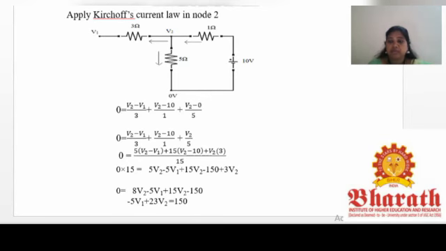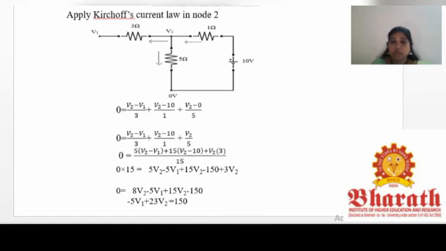So sum of entering current is equal to sum of leaving current. Our equation will become 0 equal to V2 minus V1 divided by 3 plus V2 minus 10 divided by 1 plus V2 minus 0 divided by 5. Because this is 0, I am rewriting this term alone as V2 divided by 5. Again now I am going to take the LCM for 3, 1 and 5, so this will become 15.